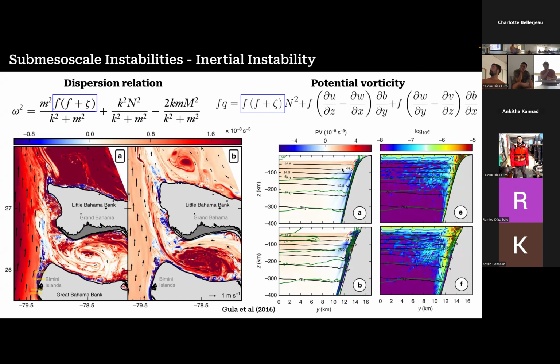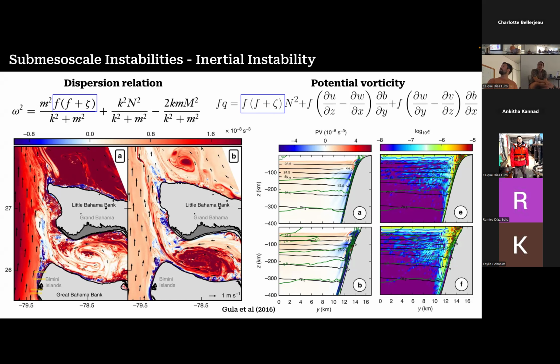So on this left-hand side, we have vertical sections of the PV. You can see how the instability occurs throughout the water column. And on the right-hand side, we have kinetic energy dissipation rate, which is a measure of turbulence. So we can see where the instability is happening, you have a lot of turbulence happening.